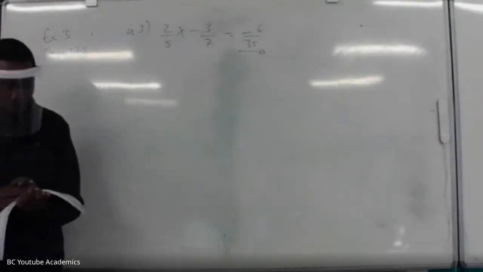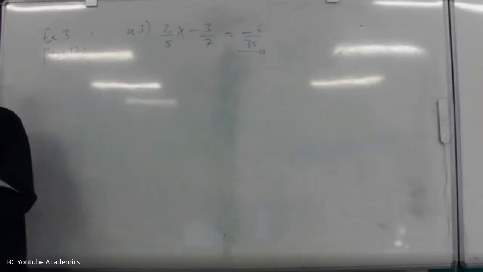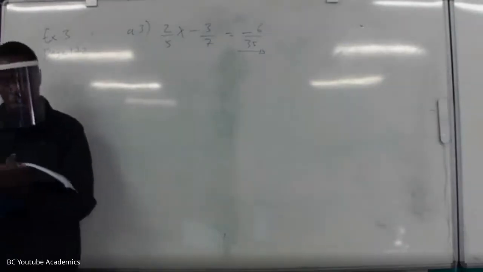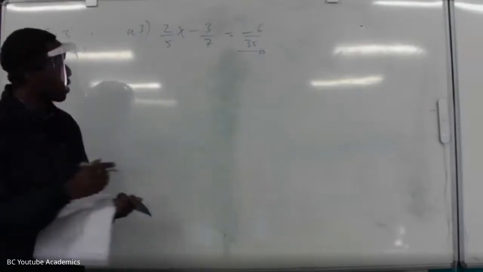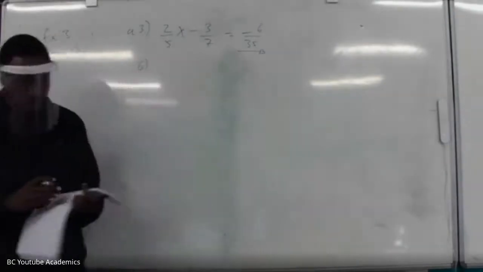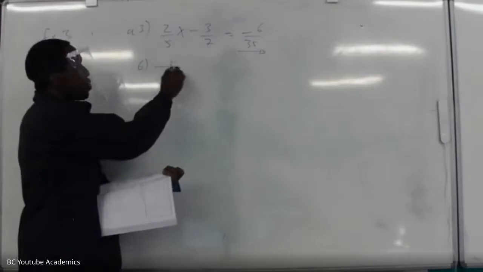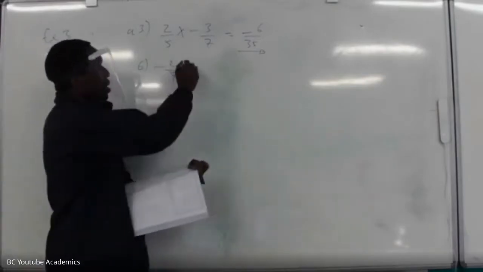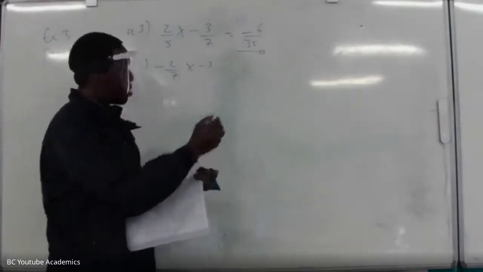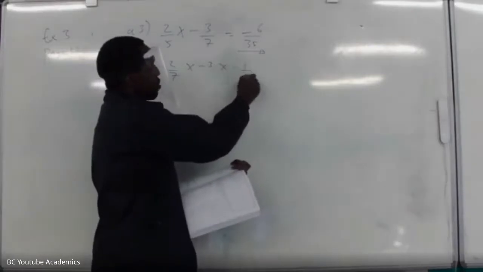Right, and then we move on to, okay, I'll show you two more examples. Number 6. Number 6 is -2/7 times -3 times -1/4.